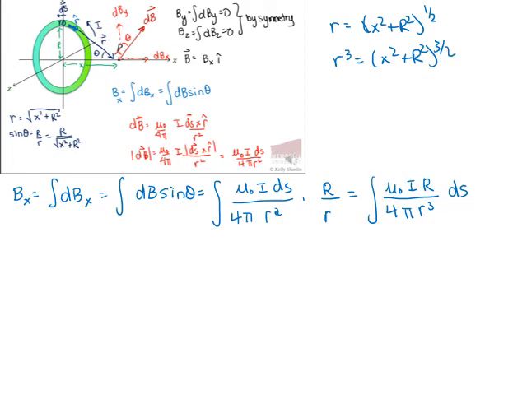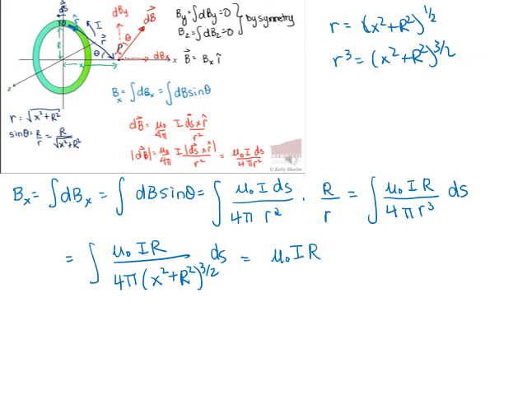Let's fill that in for our r. So our Bx is the integral of mu naught I times R over 4 times pi times x squared plus R squared to the 3/2, and then don't forget the ds. Let's see what we can take out front. Mu naught is a constant. I, the current, is a constant. Capital R, radius of the loop, is a constant. 4 and pi are constants. X, your distance to point P, and the radius of the loop are also constants, so that term comes out front.